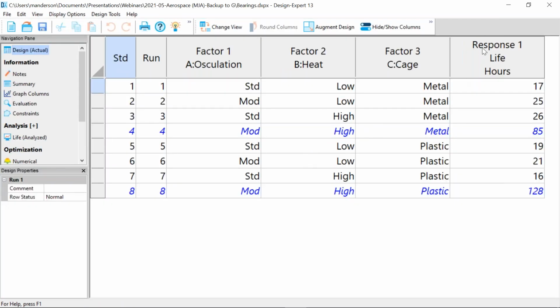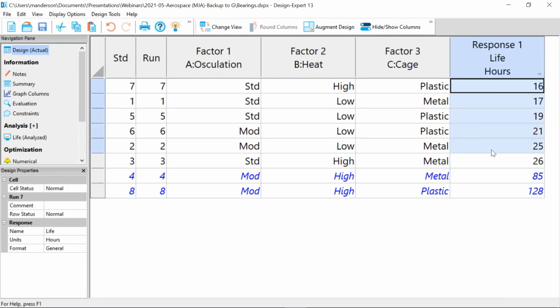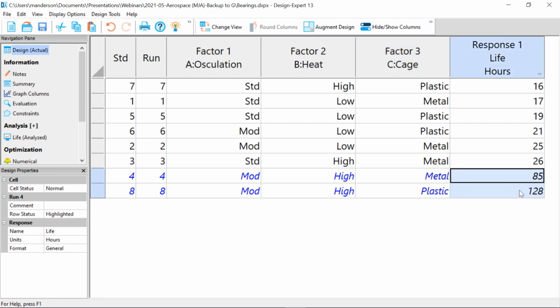And I don't necessarily want to spend a lot of time on this, but some of the things I would do is I would sort, and I would see that there's, of course, more than a 40-hour increase, which is making me pretty happy. And I'm getting some ideas of what's going on here because of the fact that I'm seeing the modified oscillation, which is a high level, and the high heat being the main thing. And metal and plastic are not as much of a factor just by inspection.